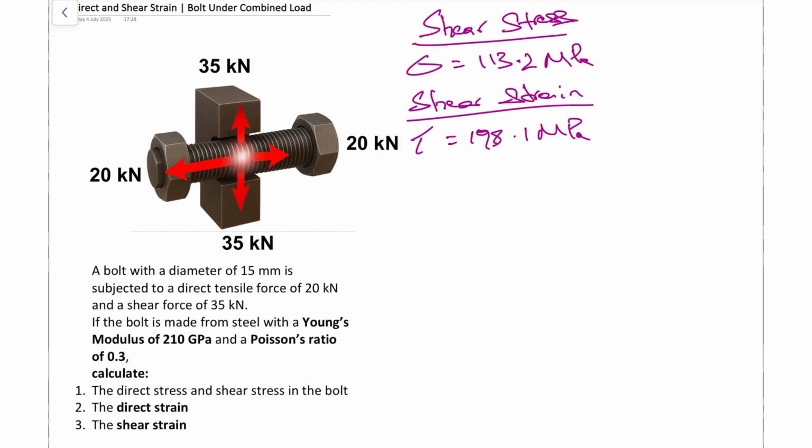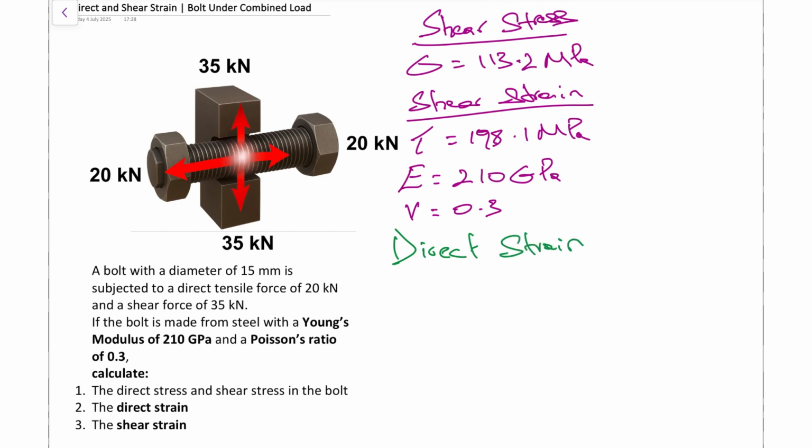So now the extra information that we will need to take into consideration is the Young's modulus, which is 210 gigapascal. We also have Poisson's ratio, which turns out to be 0.3, and that's typically represented with the letter V. That's pretty much all we need in order to calculate the direct strain and the shear strain. We have everything that we need, either in the question or previously calculated.